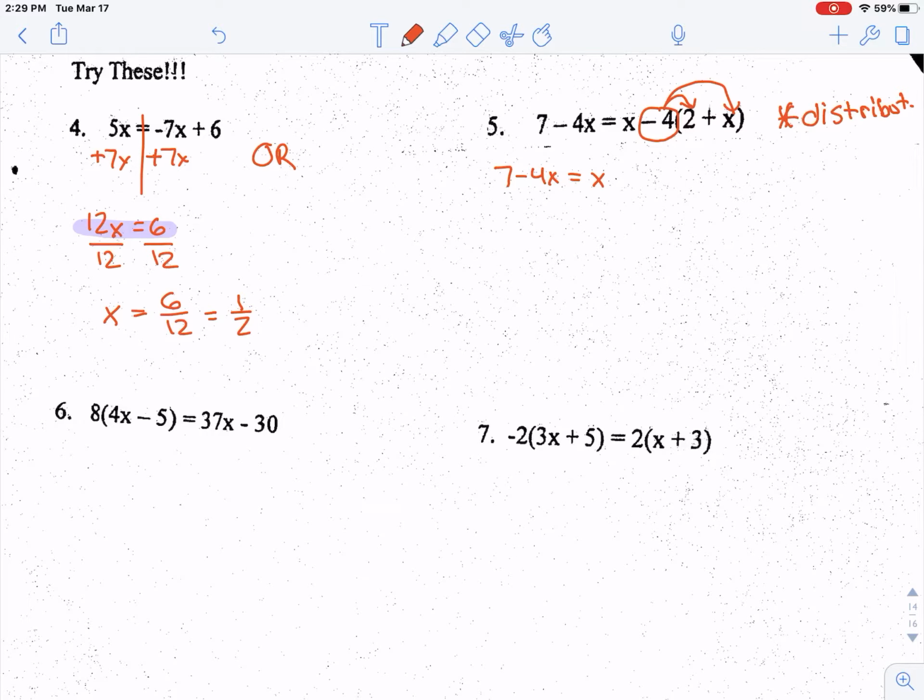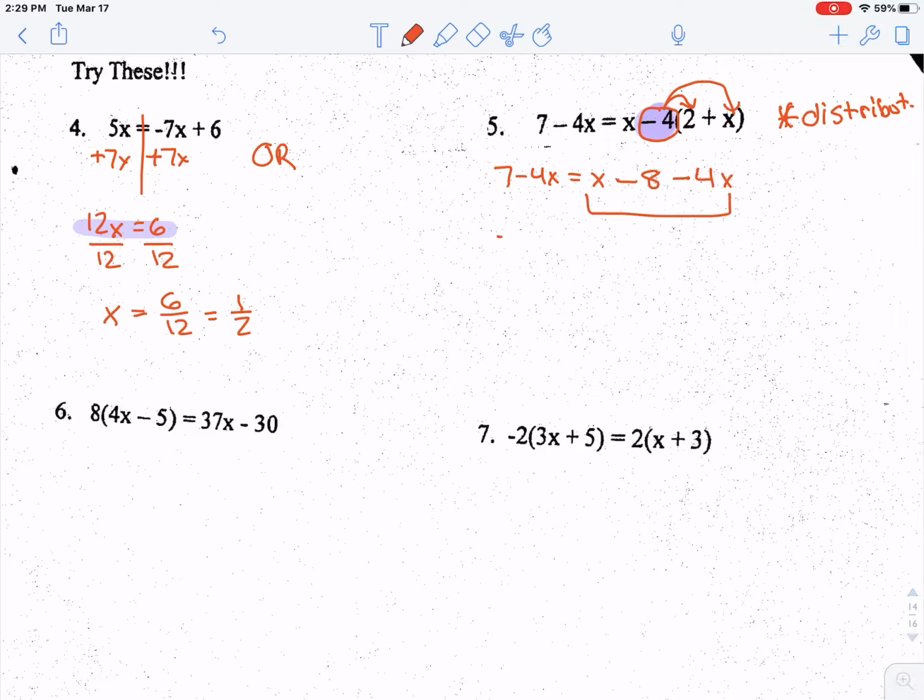Now, negative 4 times 2 is negative 8. And then negative 4 times x is minus 4x. So you have to be so careful about these signs. If there's a negative sign out front, in front of that number, you have to make sure you distribute that whole entire thing, not just the positive number. So now that we have that, we can simplify our right side a tiny bit.